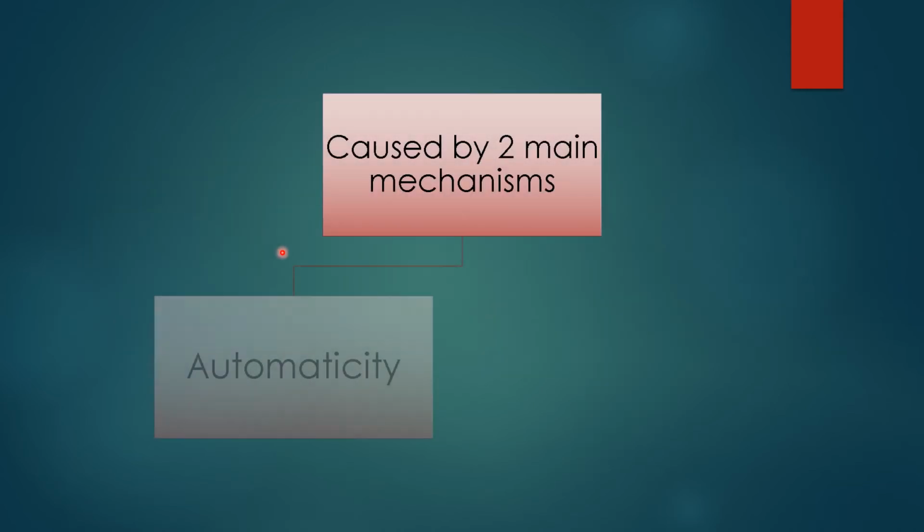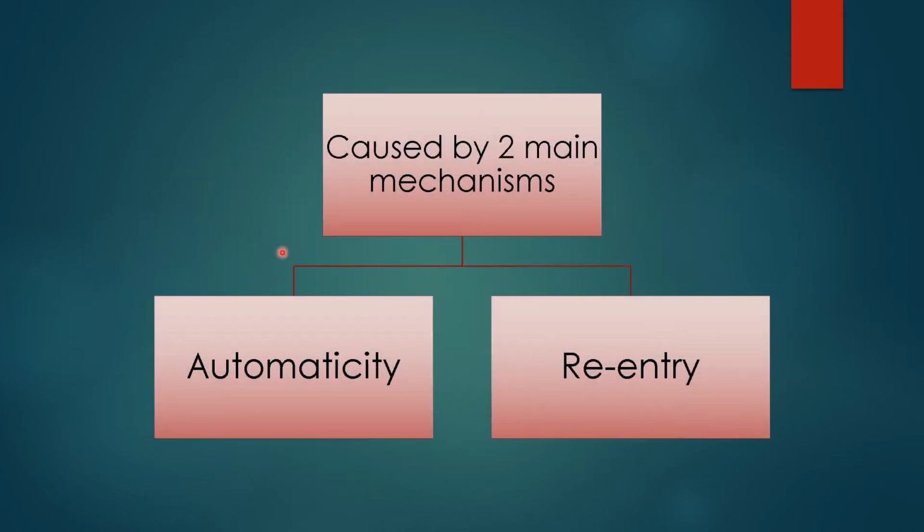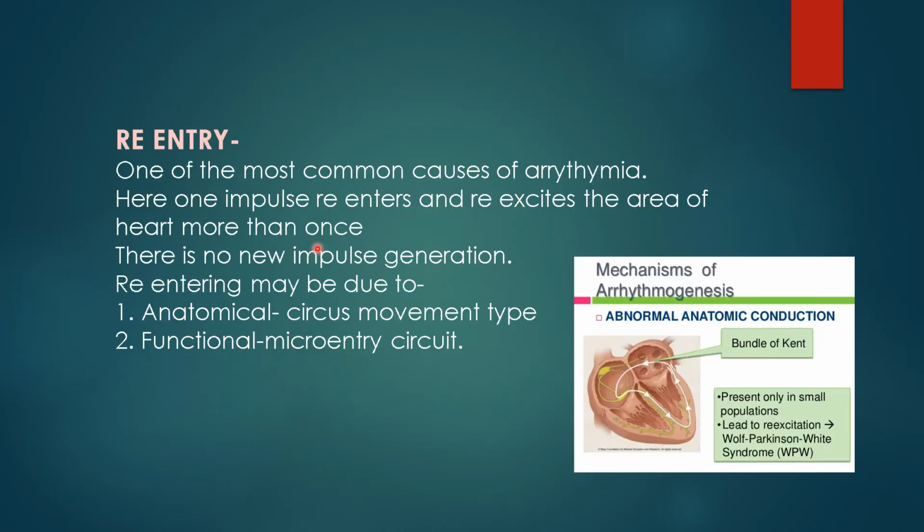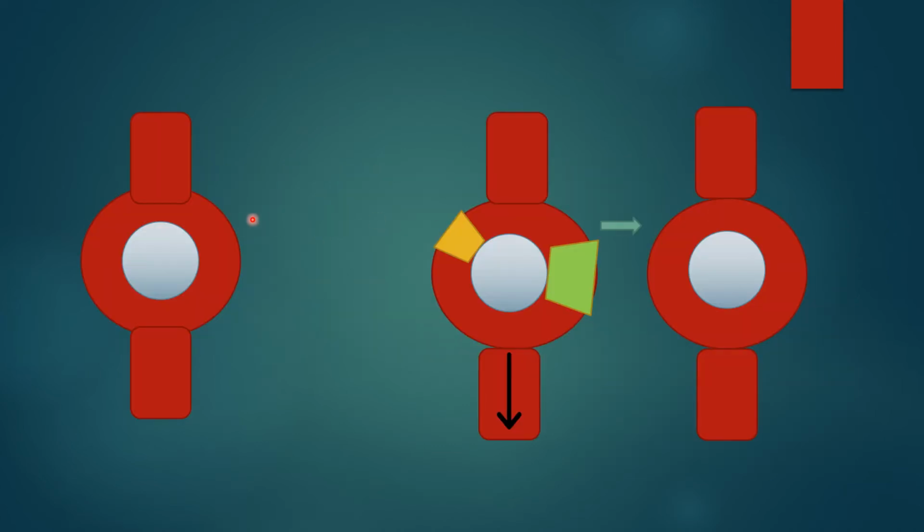The main mechanisms causing it are automaticity and re-entry, re-entry being the most common cause. Okay. Now what is re-entry? Re-entry is when the impulse re-enters and re-excites the area again. See, if the impulse is traveling from the atria, it goes through the Purkinje fibers and then goes to the ventricle. This is the normal pathway.